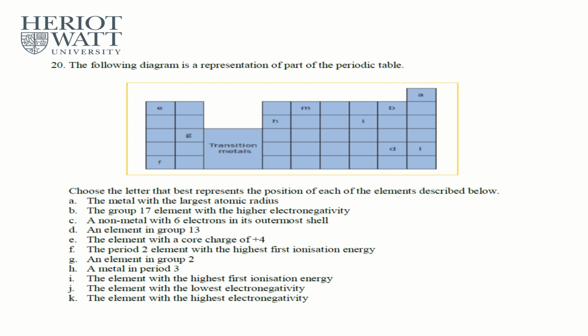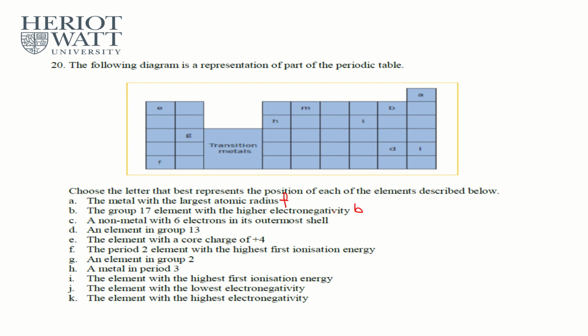Okay, last questions. Choose the letter that best represents the position of each of the elements described below. So the metal with the largest atomic radius. Going down the group, atomic radius increases. Going across, atomic radius decreases. So the answer for this is F. Group 17 elements with higher electronegativity, it should be increasing up the group. So the answer is B. A non-metal with 6 electrons in its outermost shell, group 16.